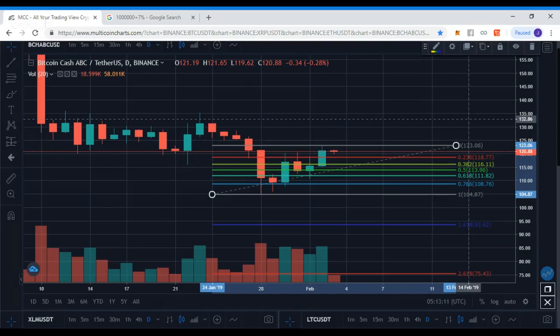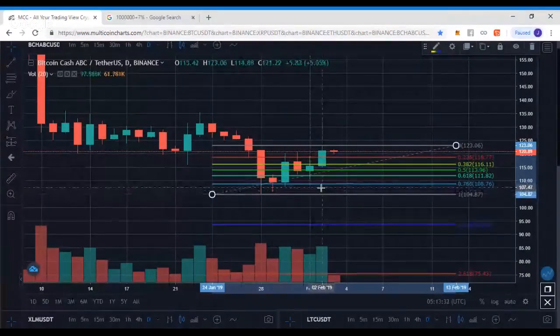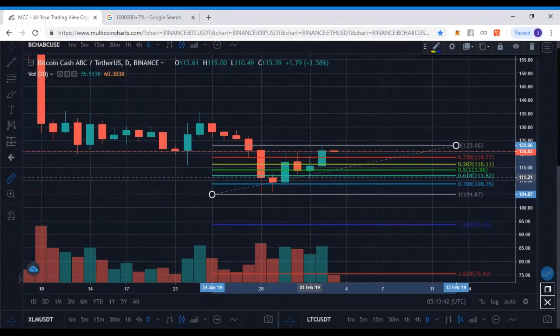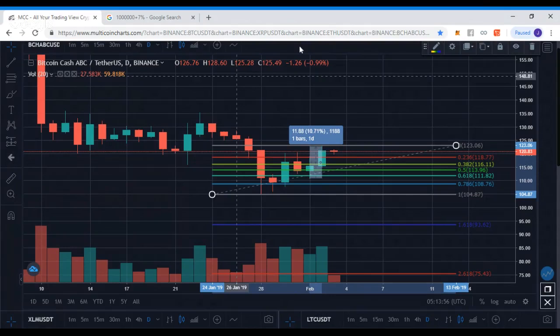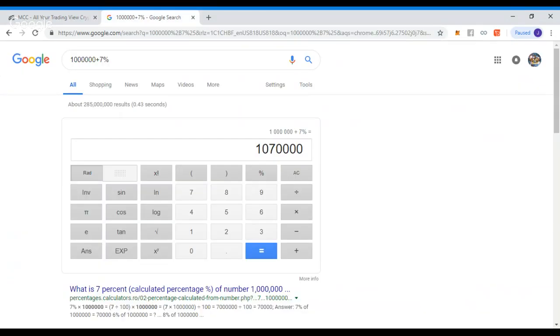And once again, we're looking at the day chart, Bitcoin Cash ABC versus Tether US. Over the last 2 days, we've seen gains from a low of $110.49 to a high of $123.06, giving us a total of roughly 10.8%. We'll say 10.75%. That's coming out of Bitcoin Cash over pretty much a 1-day period. And right now we're seeing a pullback of people taking profit over the last 2 days. So let's say 10.5%.